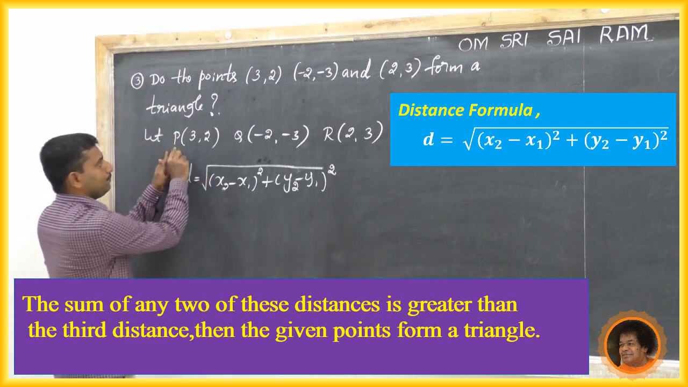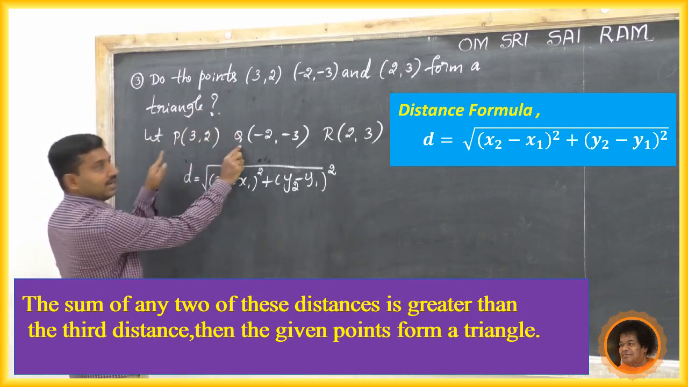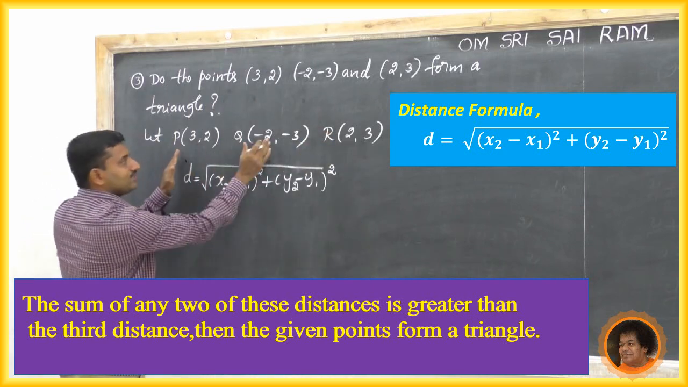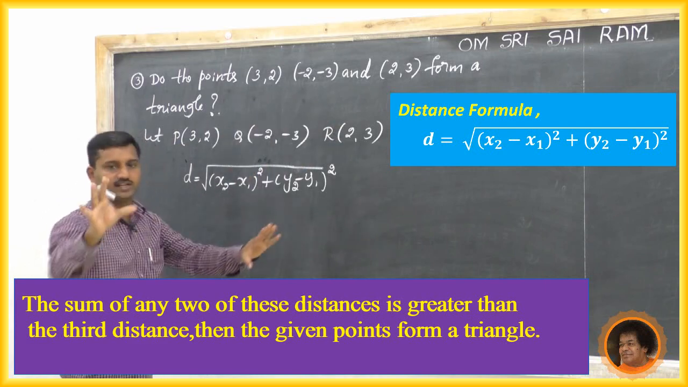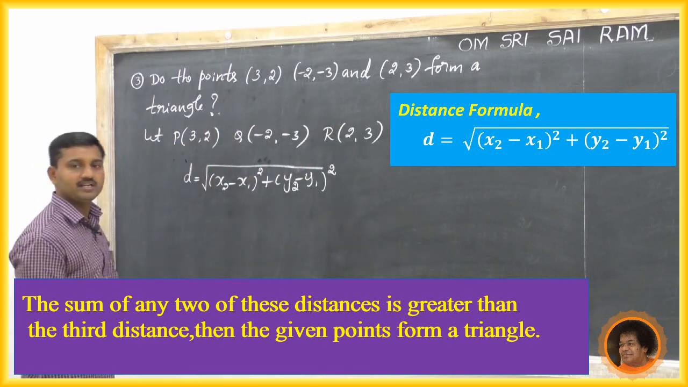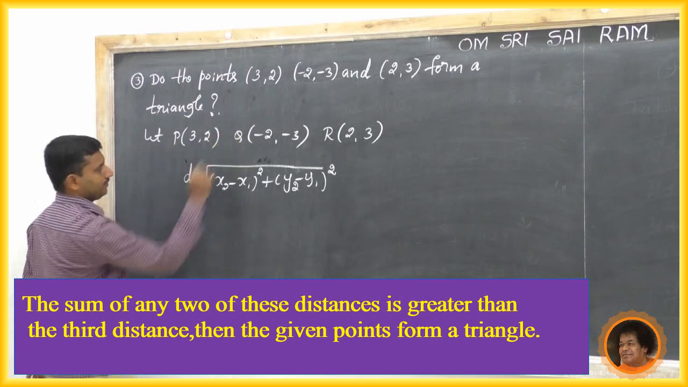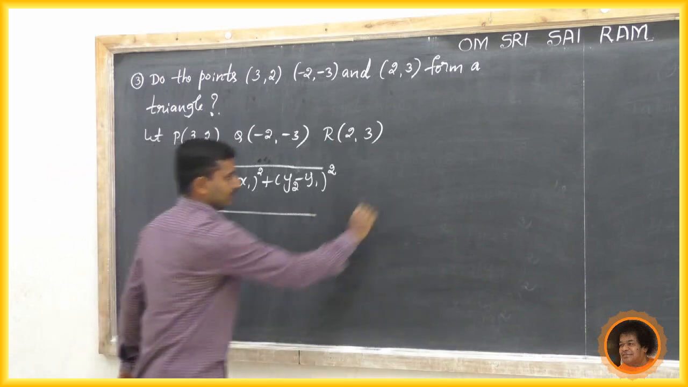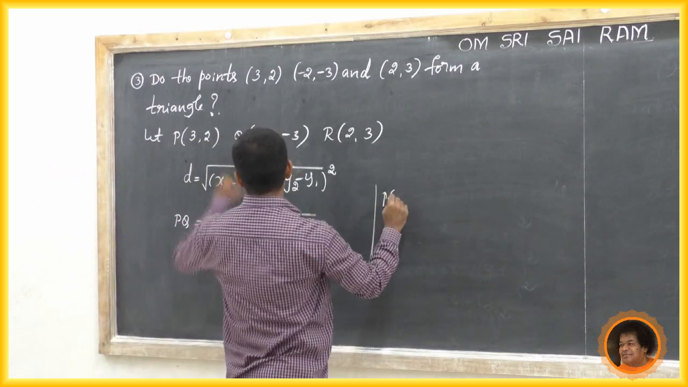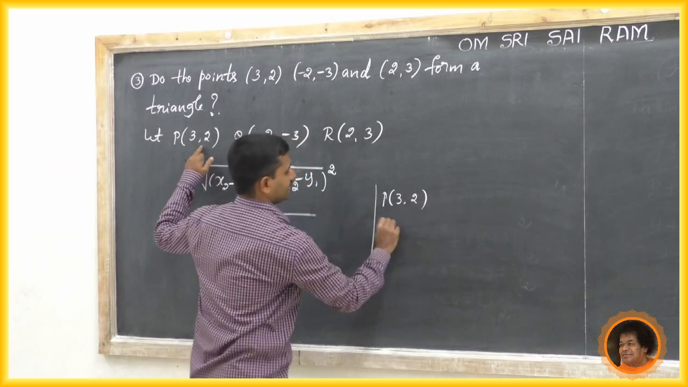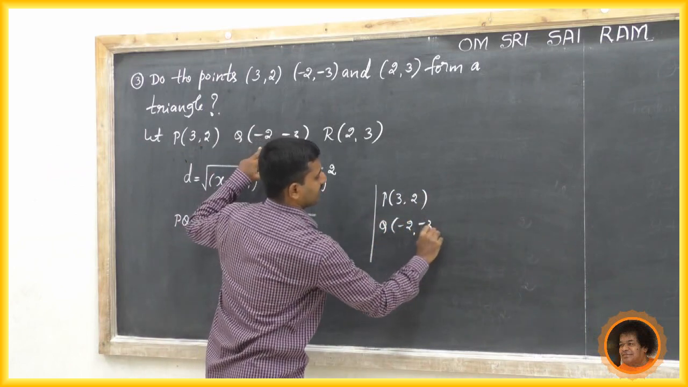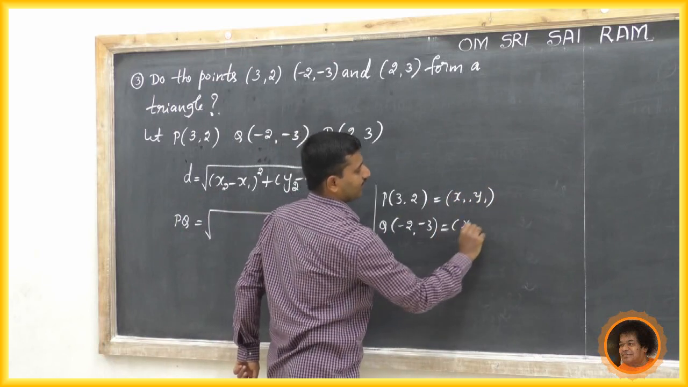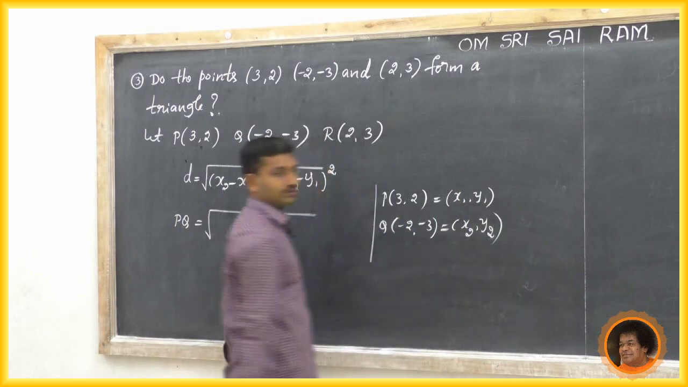So first find PQ, the distance between PQ, and next QR and then PR. Suppose the sum of any two distances is greater than the third distance, then we say that these 3 points form a triangle. So first find the distance between PQ. So PQ equal to square root of. So the coordinates of the point P, that is 3, 2 and Q minus 2, minus 3. So let us consider first coordinate x1, y1 and the second coordinate x2, y2. So these are the 2 coordinate points.